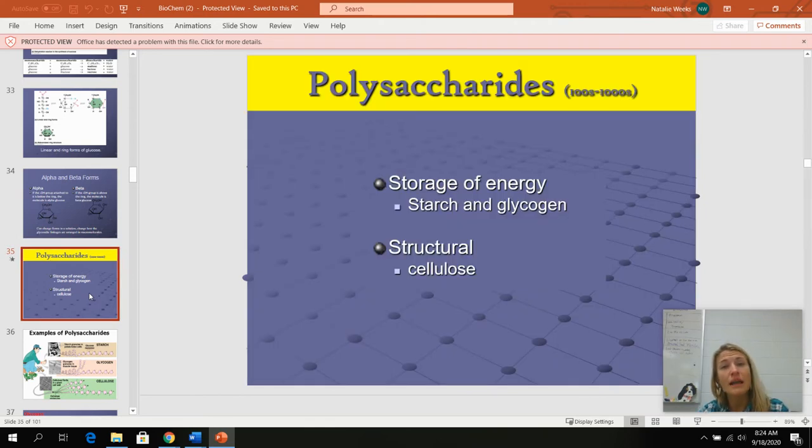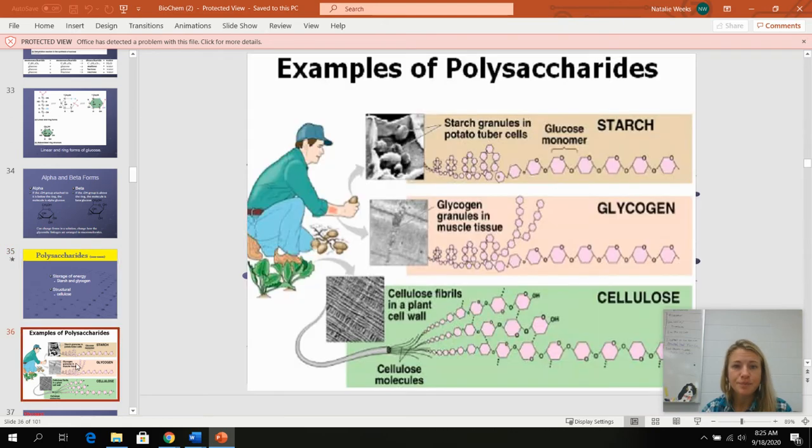So when we're talking about polysaccharides, these molecules are hundreds to thousands of single monosaccharides long. The ones that we use for storage of energy are going to be starch, also called amylose, and glycogen. And structural ones are cellulose, and then chitin should also be on there, but it's really minimal. We don't really talk about it a lot, so we're going to mainly talk about cellulose.